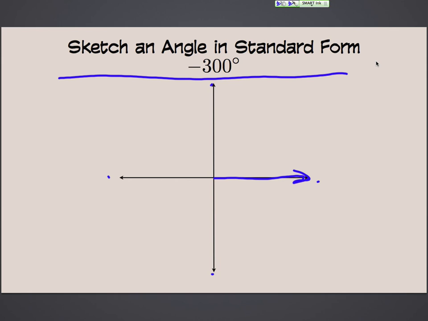Is it going to be closer to the vertical or closer to the horizontal? Closer to the vertical. So we will draw this right here. But as of right now, I don't know if this is a positive angle or a negative angle, so what do I have to show? Rotation. And since it's negative, that means I've got to have clockwise rotation. Once I do that, now I know which angle I'm dealing with.